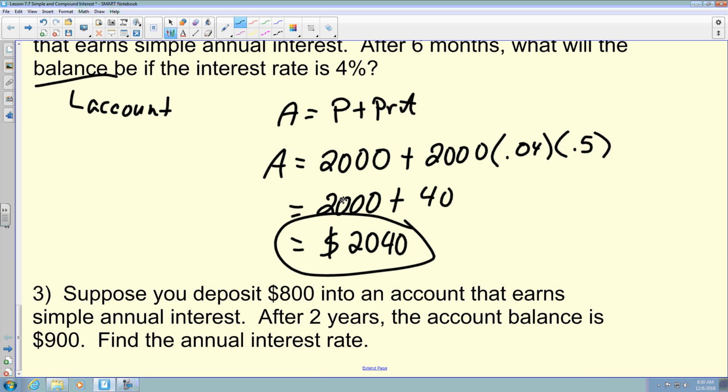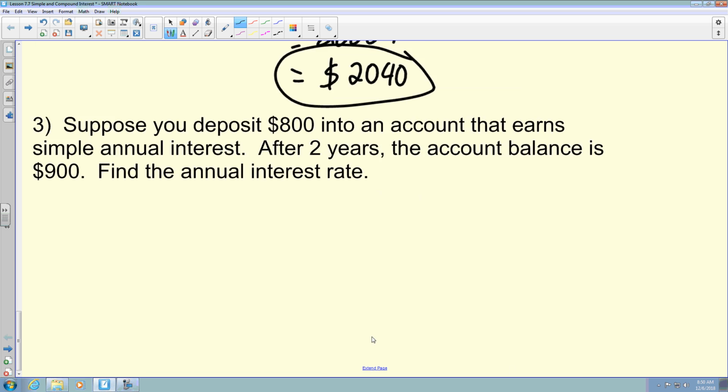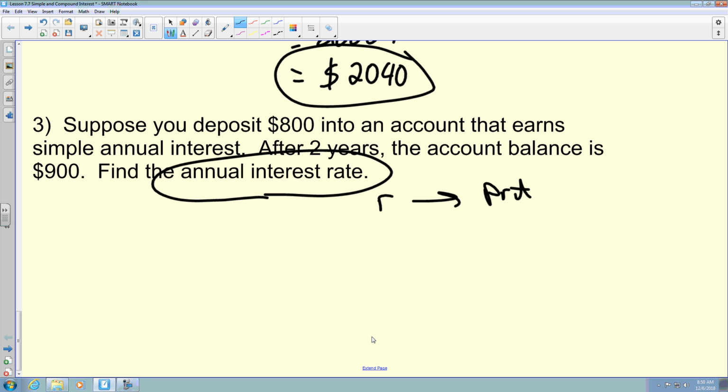Okay. So here it says suppose you deposit $800 into an account that earns simple annual interest. After 2 years, the account balance is $900. They want you to find the interest rate. So when they're asking you to find the annual interest rate, you are trying to find R with respect to the PRT. Since they say the account balance here, we're using this formula, A equals P plus PRT.